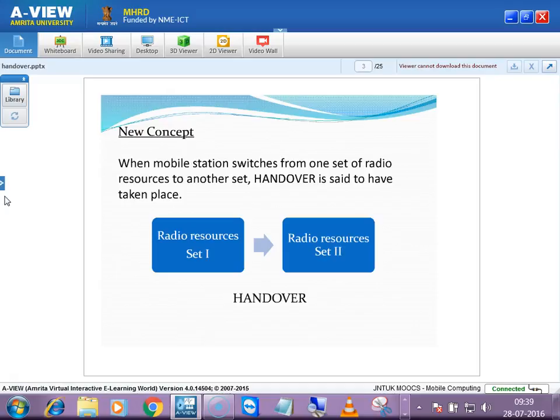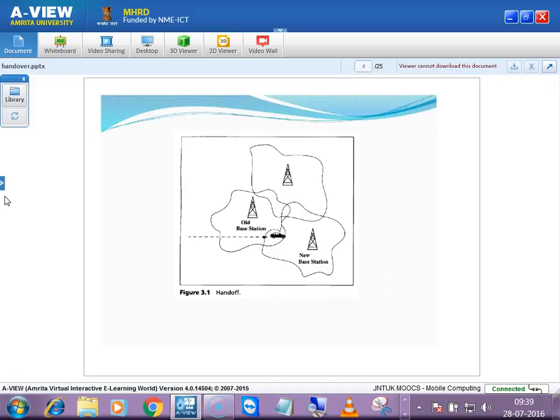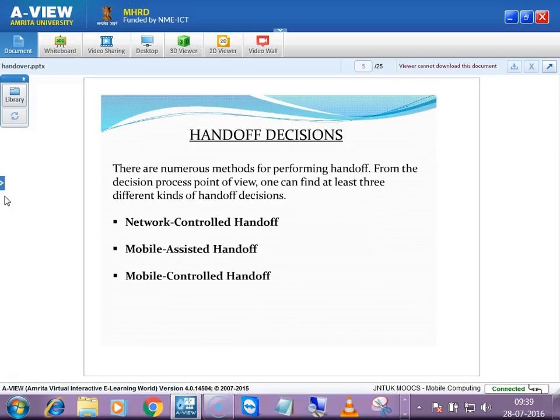I think you got the point. Like user context, the resources allocated, should be moved from one base station to another base station. The same thing is here. When a mobile station switches from one set of resources to another set, handover is said to be taking place. Okay, see the same thing. User is here and he is moving from old base station to new base station.